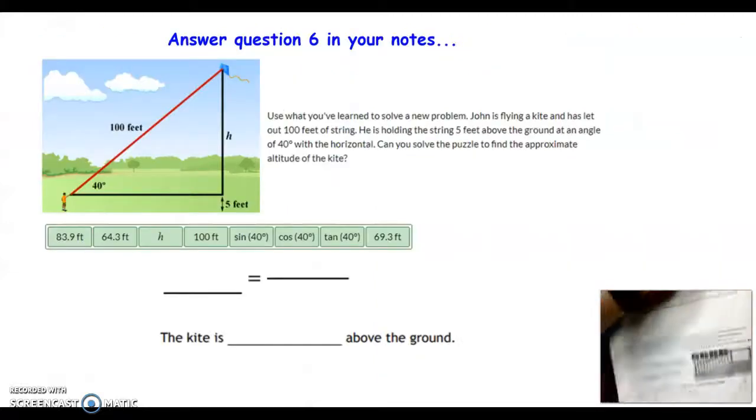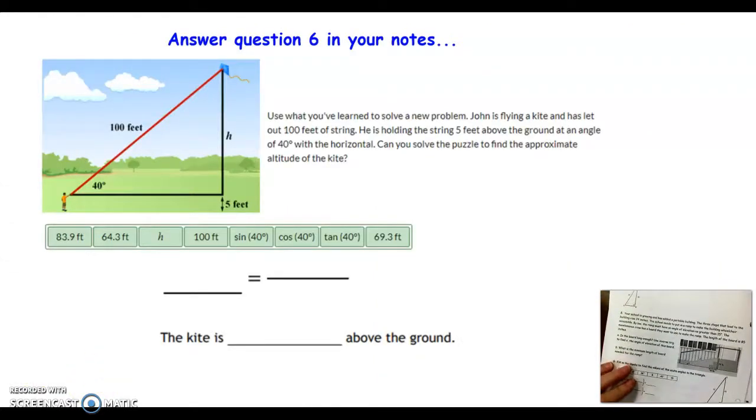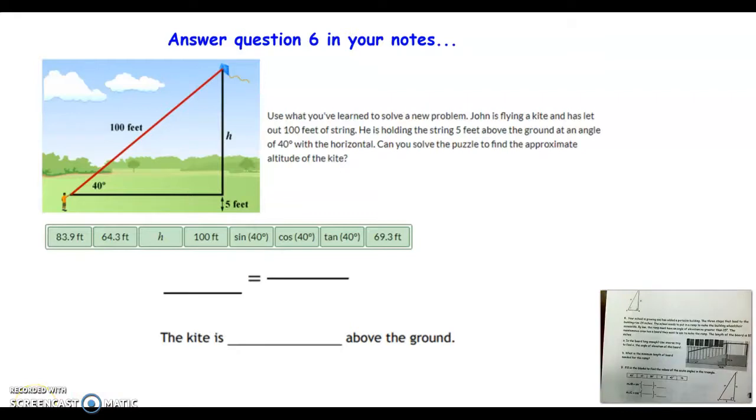So question 6 in our notes. John is flying a kite and has let out 100 feet of string. He is holding the string 5 feet above the ground at an angle of 40 degrees with the horizontal. Can you solve the puzzle to find the approximate altitude of the kite?